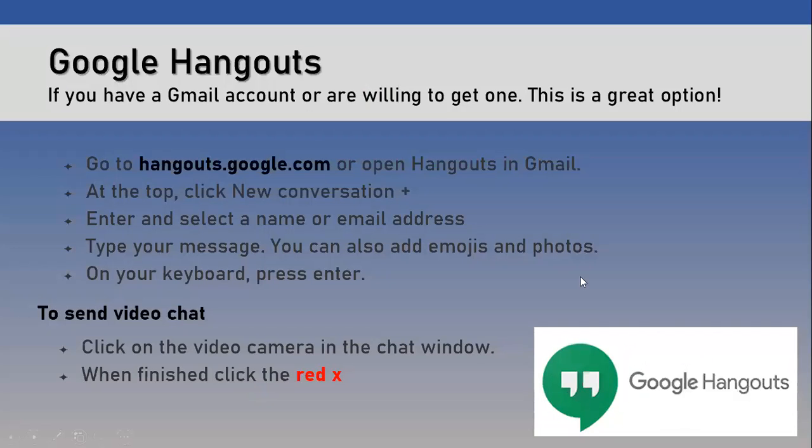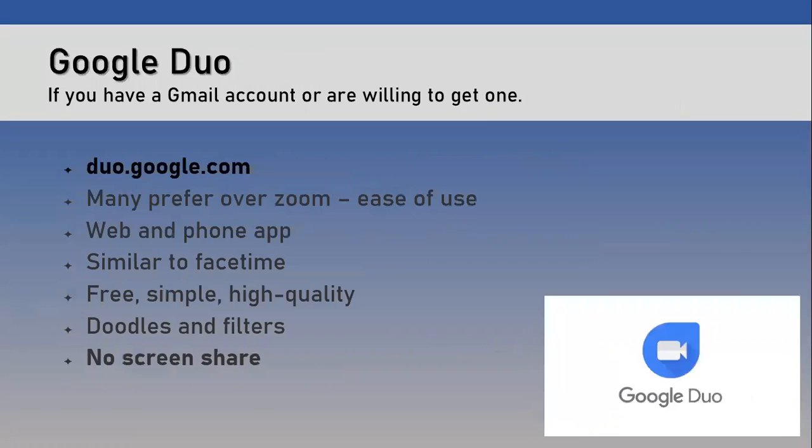Okay. And then you can add emojis and photos. To send the message, you're going to press enter on your keyboard. And then to send a video chat, you're going to click on the video camera in the chat window. And then when you're finished, you click the red X. So that's usually pretty intuitive for people. The X usually means to exit out, which is nice about Google.